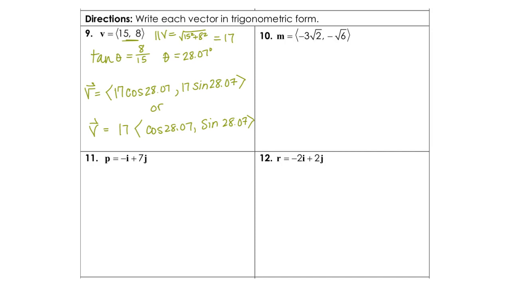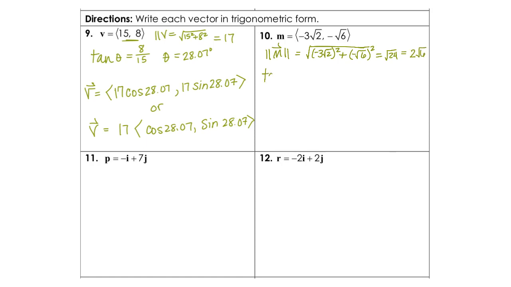All right, number 10. So number 10, again, we're going to go through, and first thing we need to do is find that magnitude. And so the magnitude of vector M is going to be the square root of negative 3 root 2 all squared plus negative root 6 all squared. So be careful and watch your signs there. So that's going to give me the square root of 24, which is going to be 2 root 6.